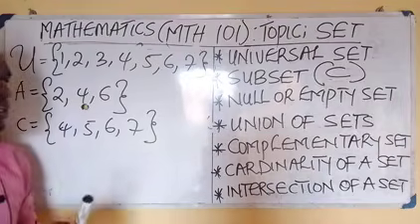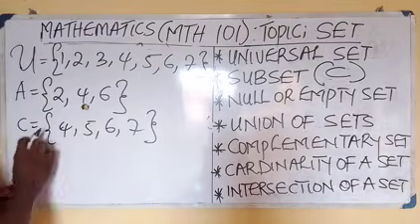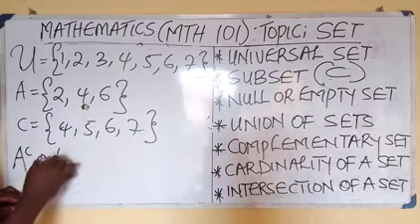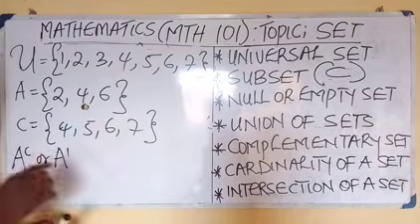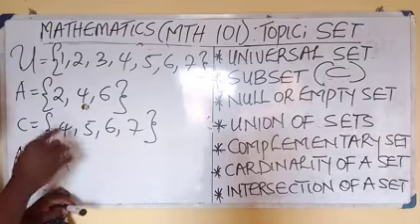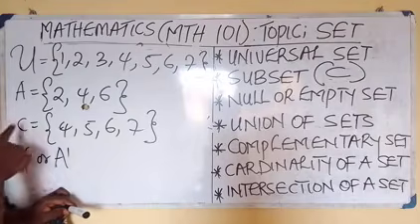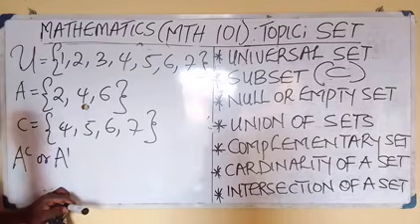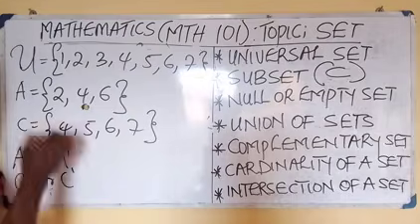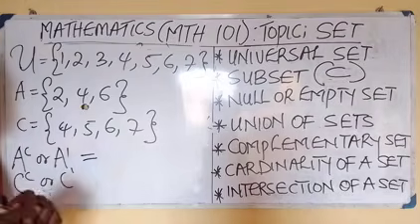How do you now determine the complements of this set? The complement of a set is written as A raised to power C or A prime. A raised to power C means the complement of A. A prime means the complement of what? Set A. Likewise, if you are looking for the complement of C, it becomes C raised to power C or C prime.